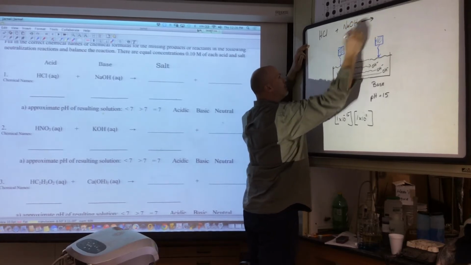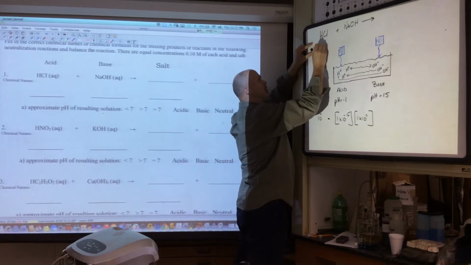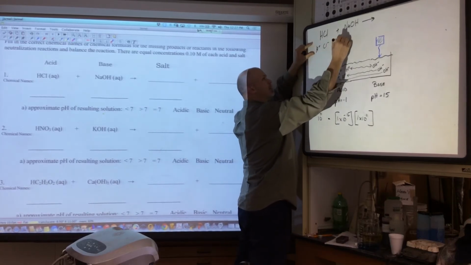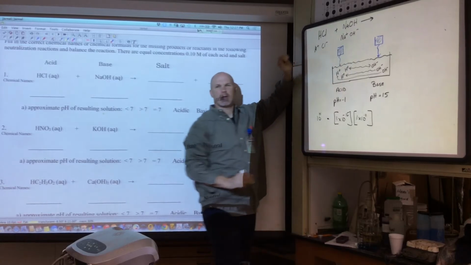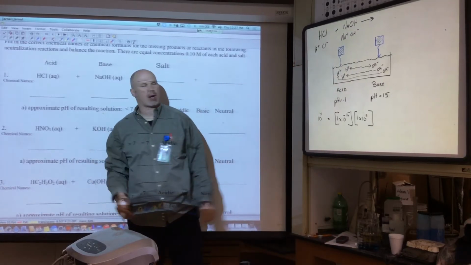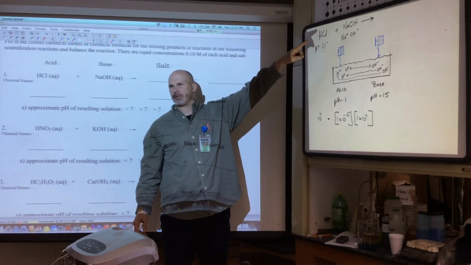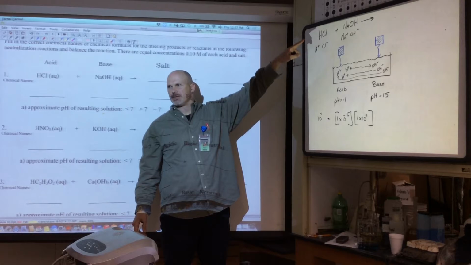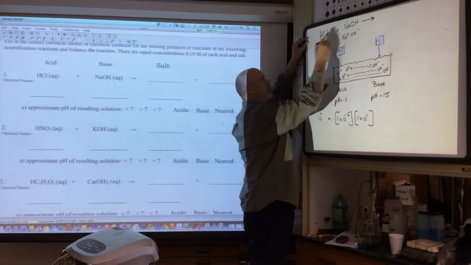Now watch. What does this break apart into? H plus and Cl negative. This breaks apart to Na plus and OH negative. They're both strong, so they're completely dissociated. Now we write it like HCl, but it's really like a wedding of... yeah, they're not really together. If I put aqueous or the strong, this breaks apart.